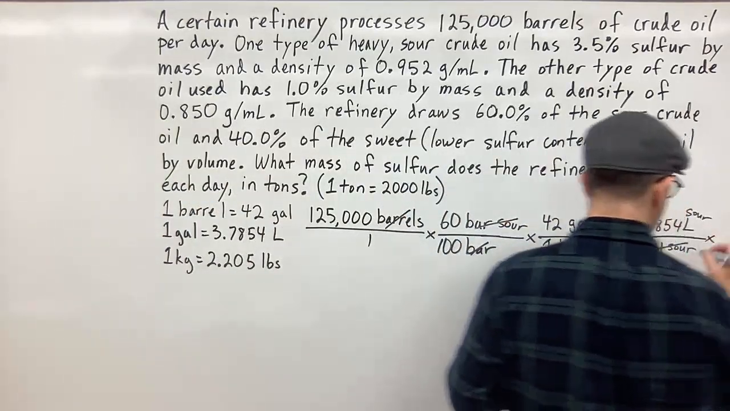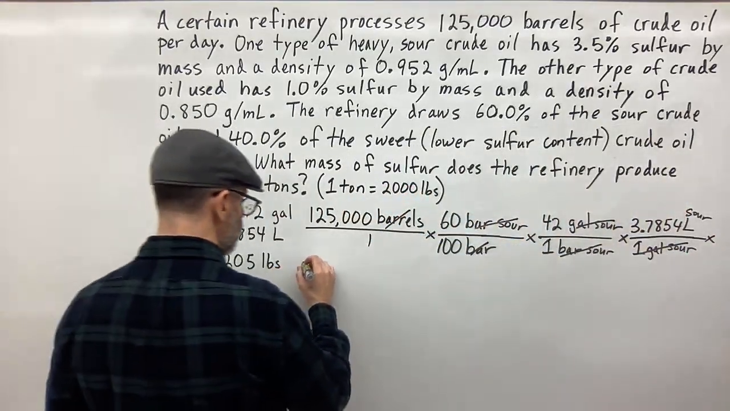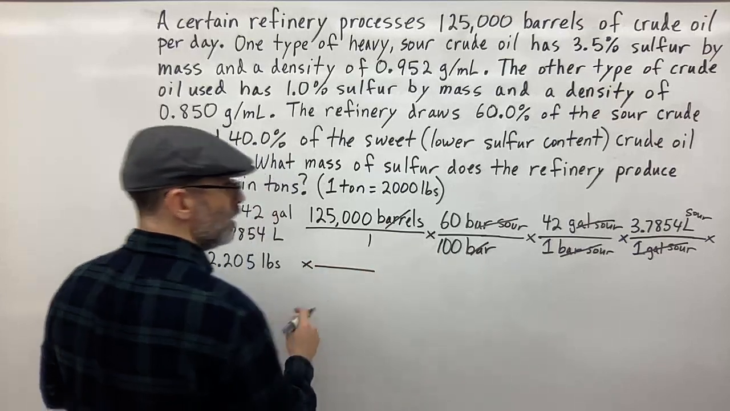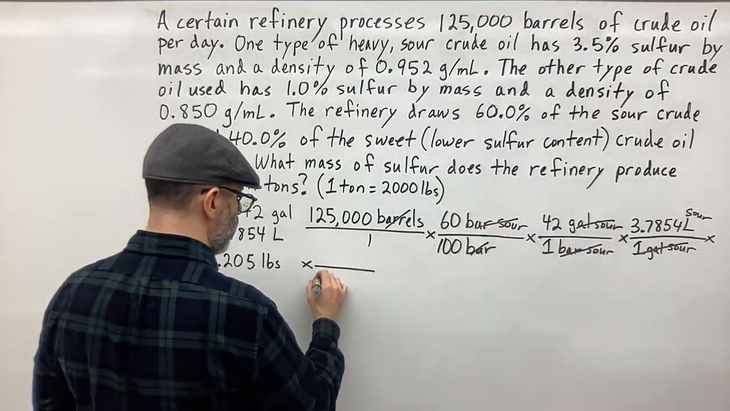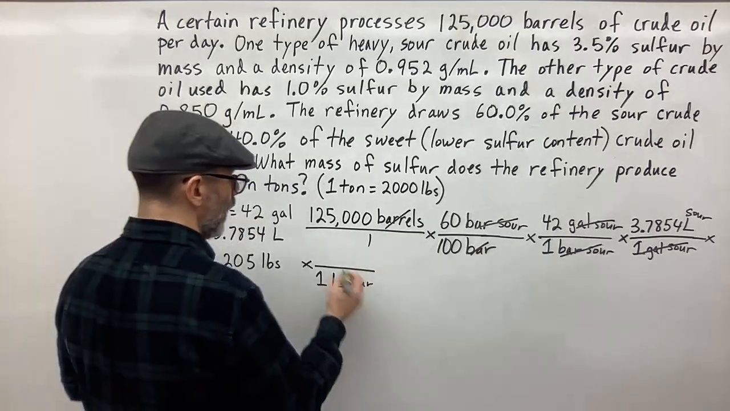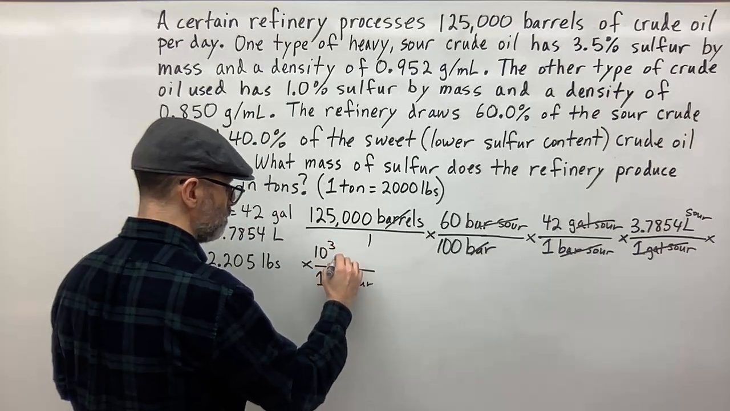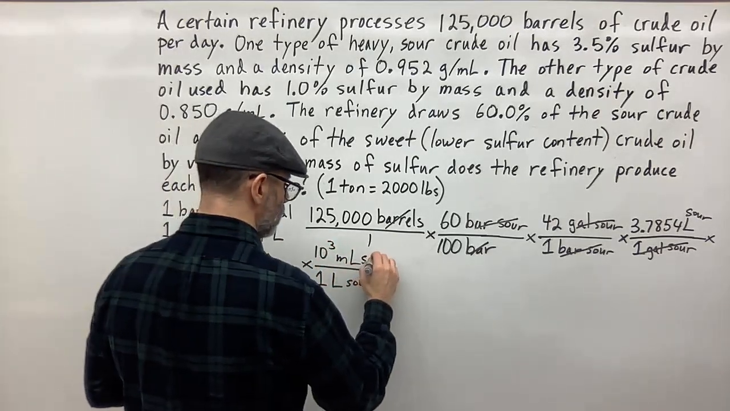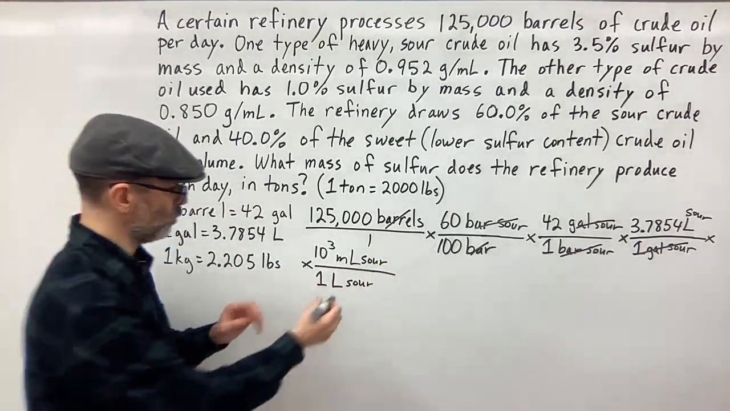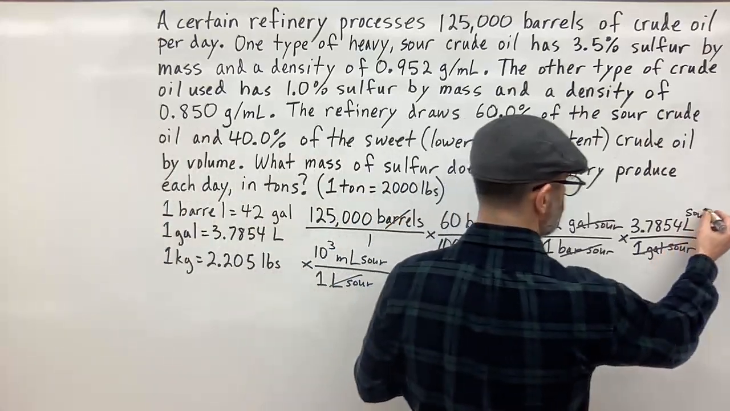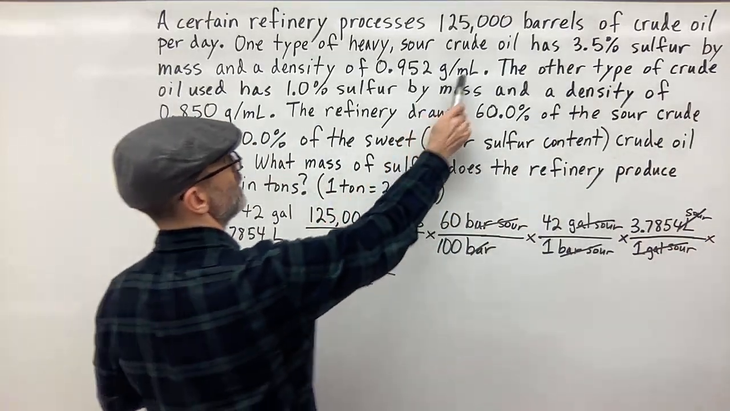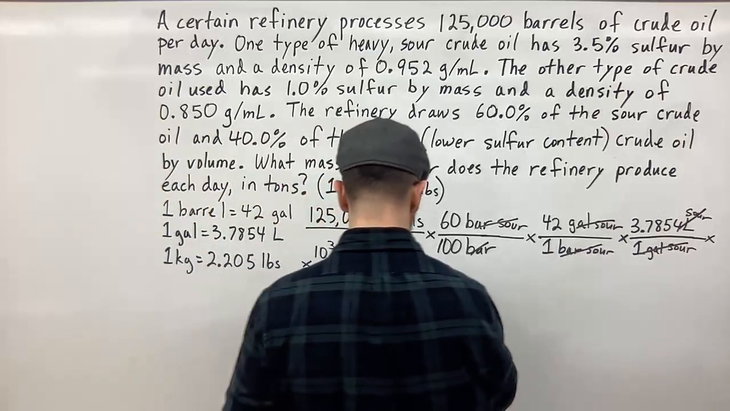So we first have to convert liters to milliliters. So we're going to continue here. We got liters over there. So 1 liter of the sour on the bottom, and then 1,000 or 10 to the 3 milliliters of sour on top. So liters on the bottom here will cancel out liters of sour on the top. Now we have milliliters. Now we can use the density as a conversion factor. So let's go ahead and do that.